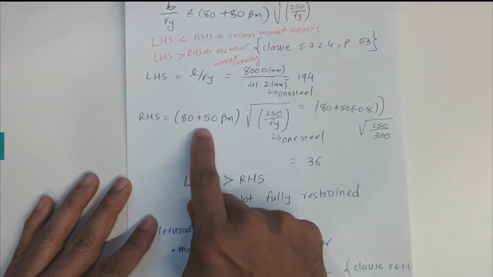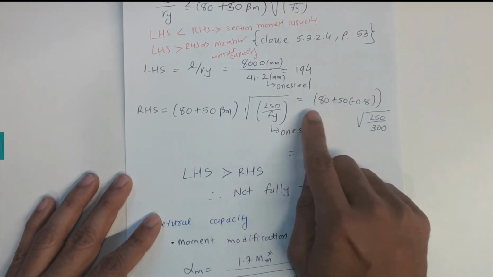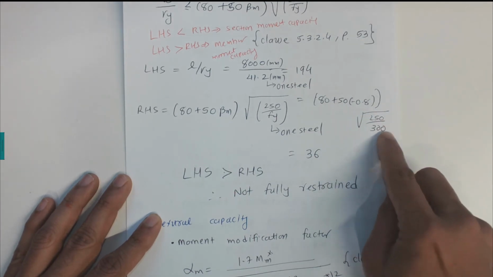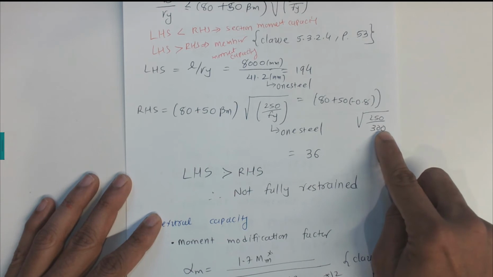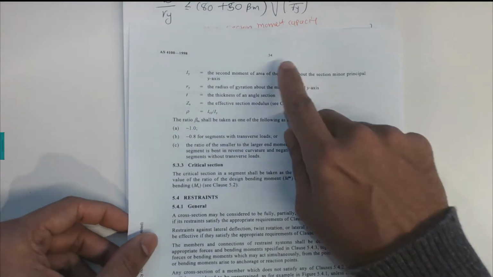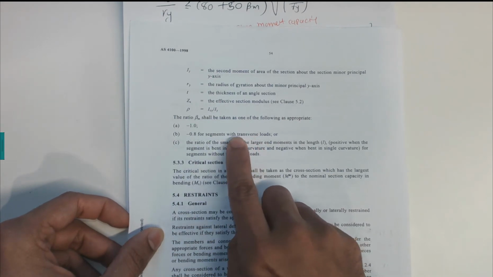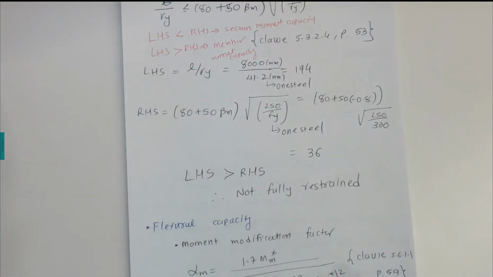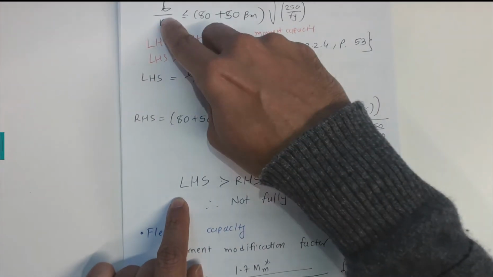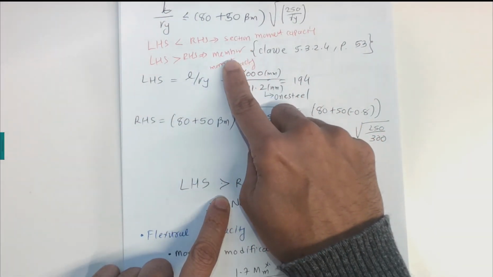Now the right hand side: 80 plus 50 beta m times the square root of 250 over Fy. If you substitute the values, beta m is minus 0.8, times 250 over 300, where Fy is 300. Minus 0.8 is given on page number 54 of the Australian Standard, where the beta m value is minus 0.8 for segments with transverse loads. So if you compare 194 and 36, 194, which is the left hand side, is greater than the right hand side. As I mentioned, if it is greater, we need to find a member moment capacity.